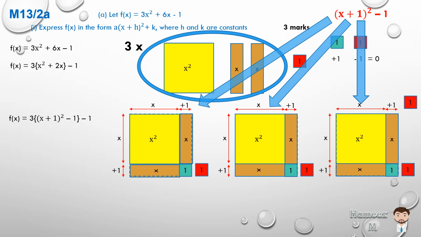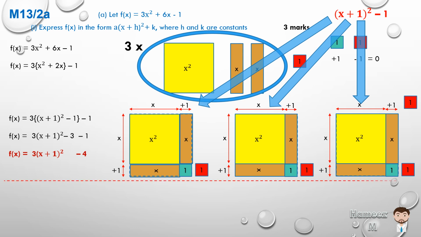And now we can just expand the brackets. So 3 times x plus 1 squared, and 3 times minus 1 is minus 3 minus 1. So that will give us 3 times x plus 1 squared minus 4. So we've completed the square in 5 lines of working, and the first line was the actual equation.